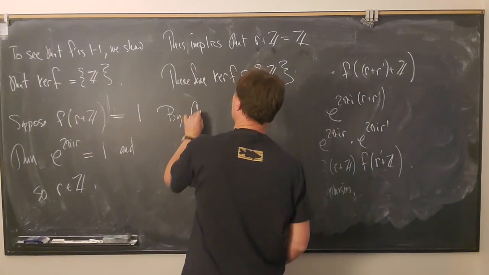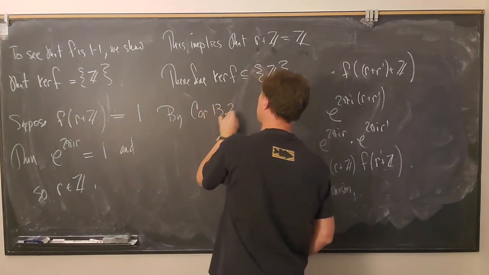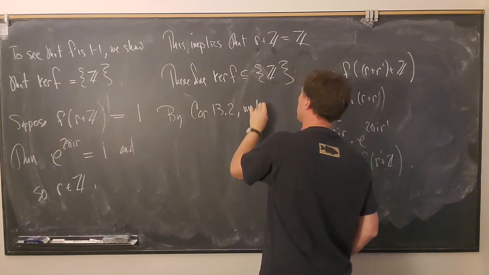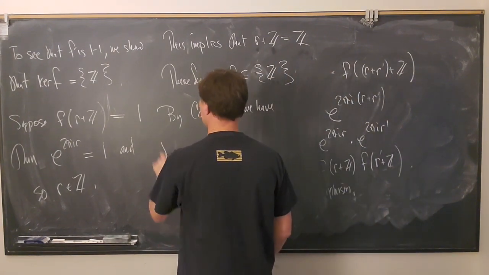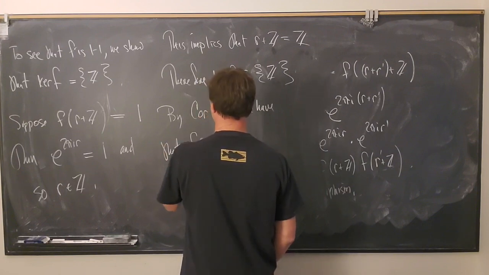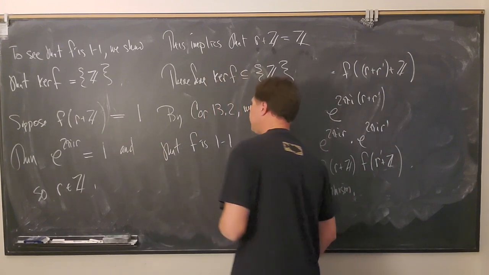corollary 13.2, we have that F is 1 to 1.